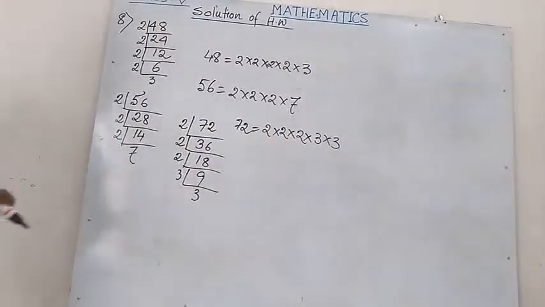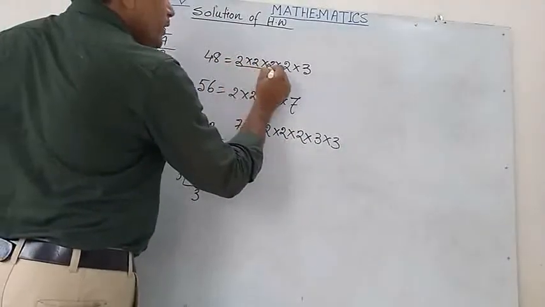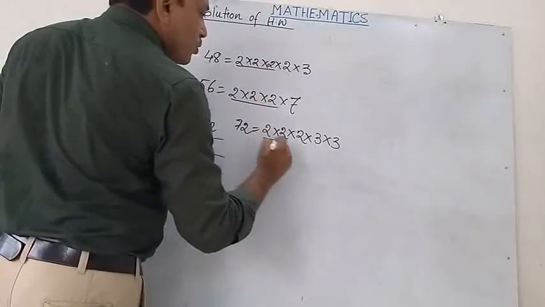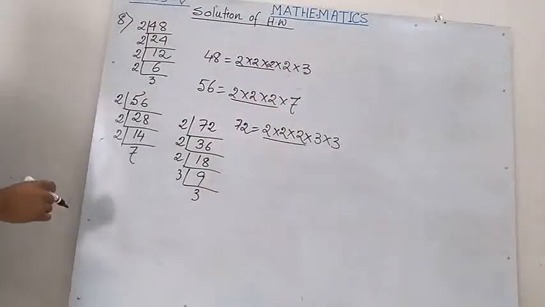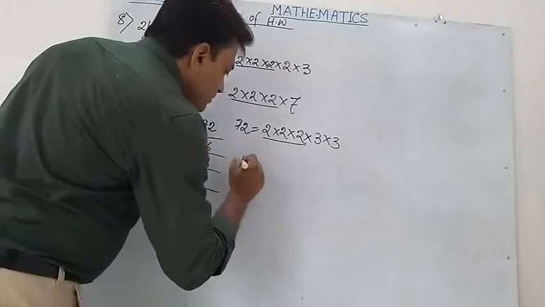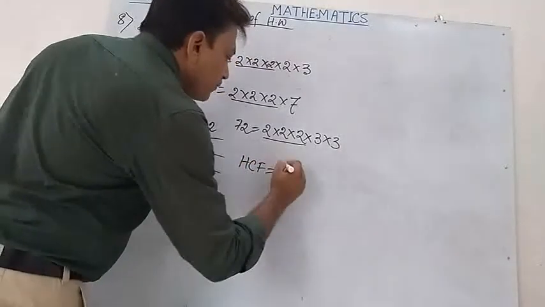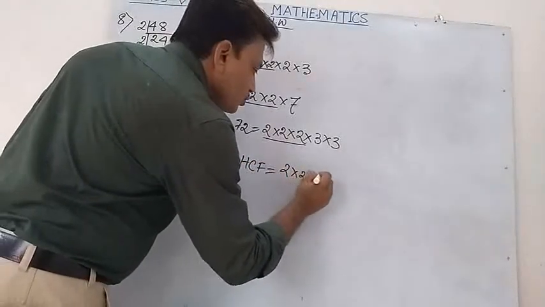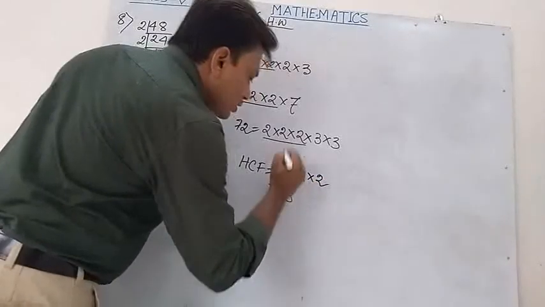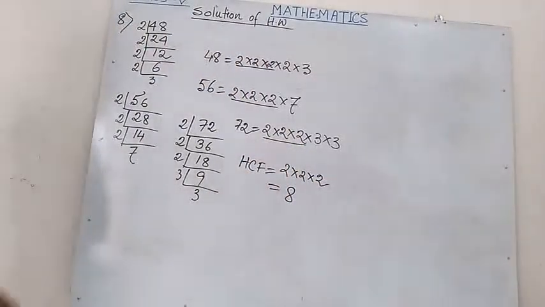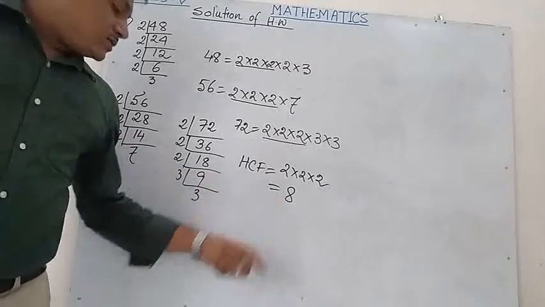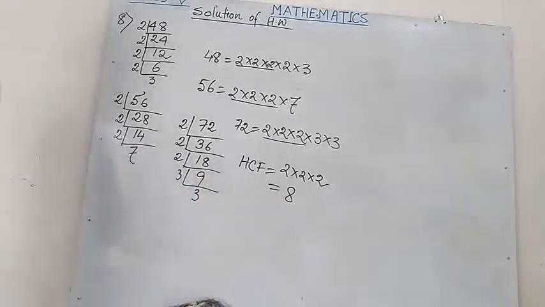Now you can see three 2s are common in all the cases. So what is the HCF? 2 into 2 into 2, which equals 8. So HCF is 8. So this is the factorization method.